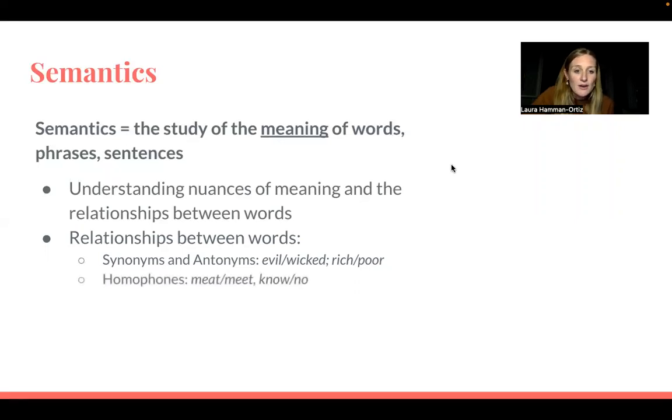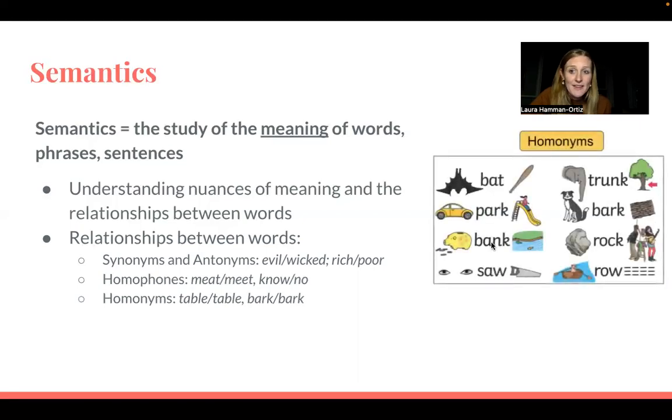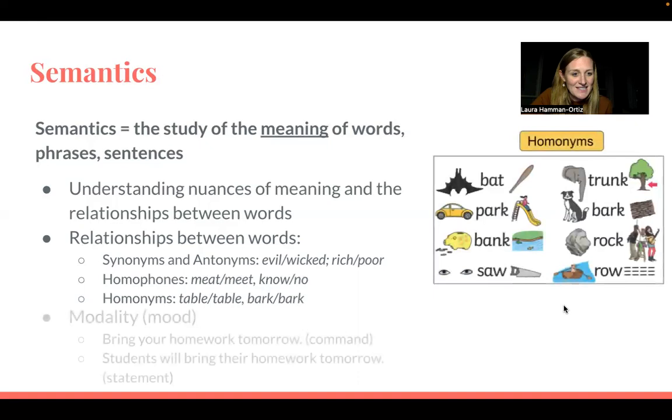Homophones, which are words that are spelled differently, but they sound the same and they mean different things. So meat and meet, no and know, they sound the same, but they're spelled differently and they mean different things. Homonyms like table and bark, which are spelled the same and sound the same, but mean different things, right? And there are lots of words like that that have multiple meanings that can be really confusing for multilingual learners when they're first learning English to distinguish between which definition is being used in a given context.